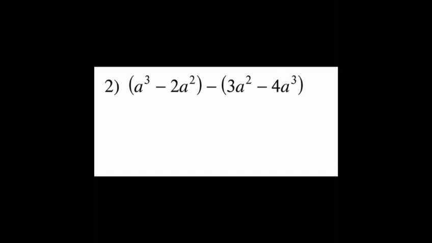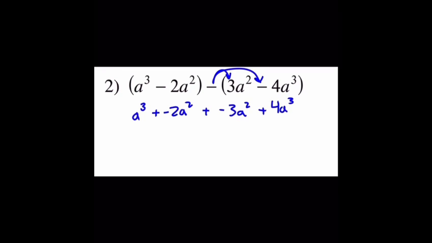This is my second example. Now we know that addition is commutative, meaning that the order of terms doesn't matter. However, subtracting 3a squared minus 4a cubed is the same as adding negative 3a squared plus 4a cubed. So I'm going to write a cubed plus 2a squared plus negative 3a squared plus 4a cubed. It's like we distributed the negative into what's inside the parentheses.